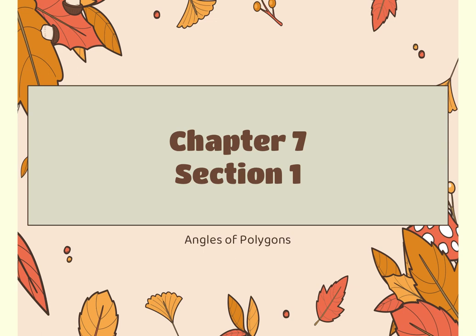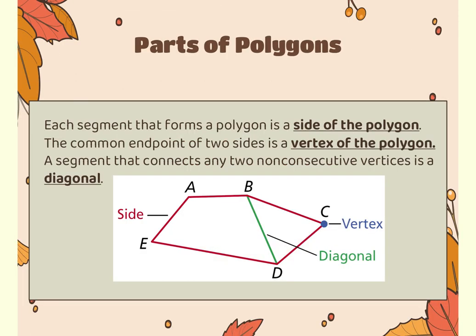This video is going to cover chapter 7, sections 1, 2, and 3. So we start with the angles of polygons in section 1 and the parts of polygons. Each segment that forms a polygon is called the side of the polygon. The common endpoint of two sides is the vertex of the polygon, and the segment that connects any two non-consecutive vertices, which means not one after the other, is a diagonal.